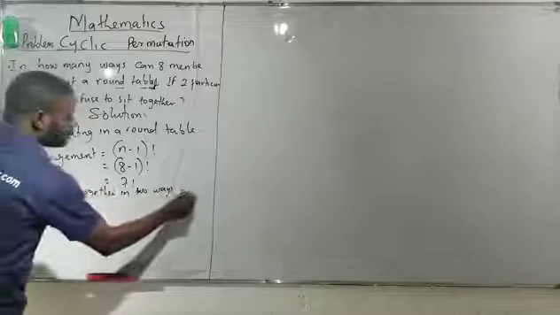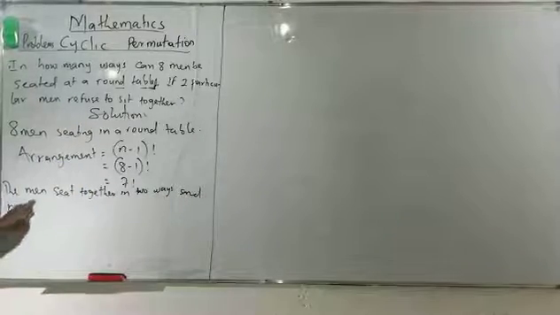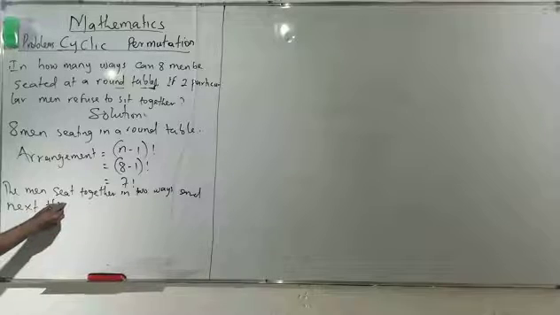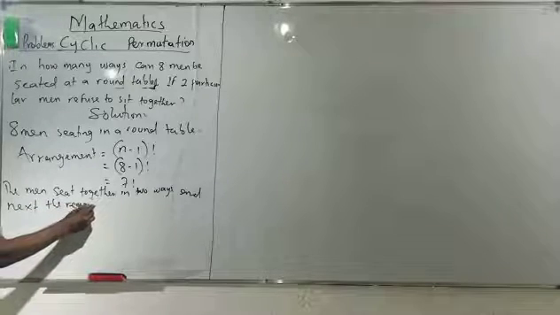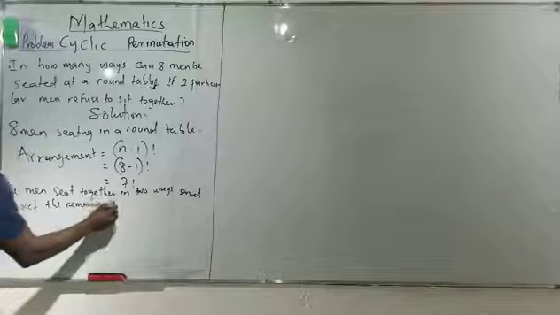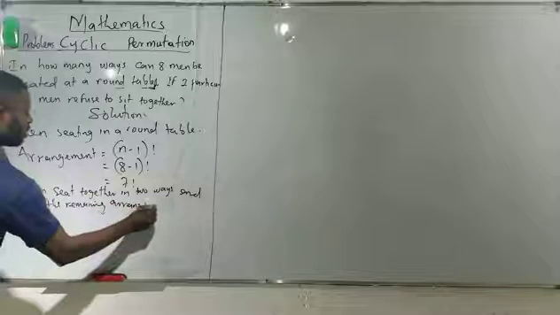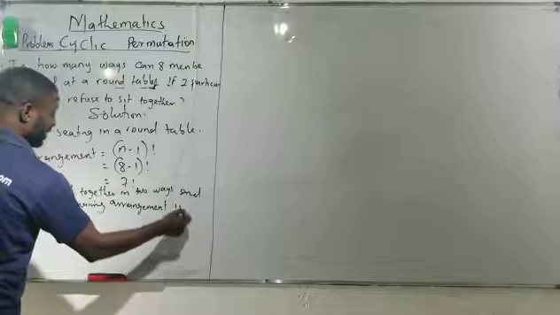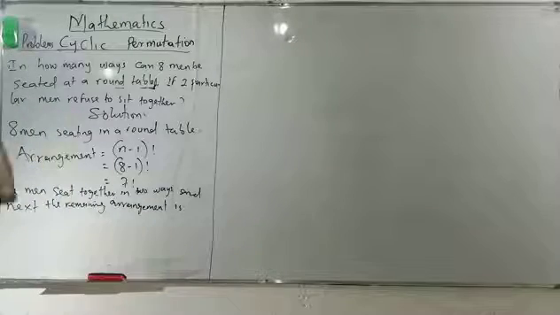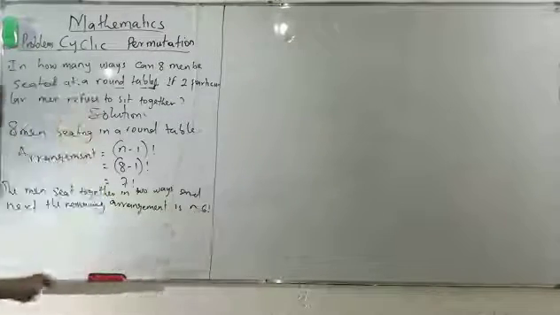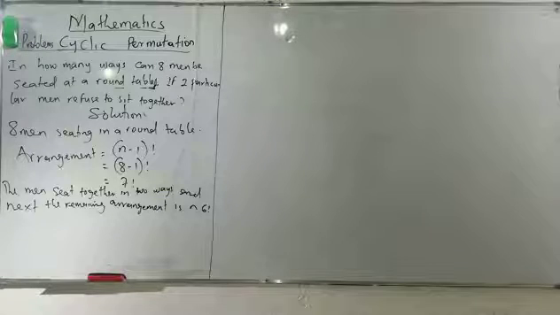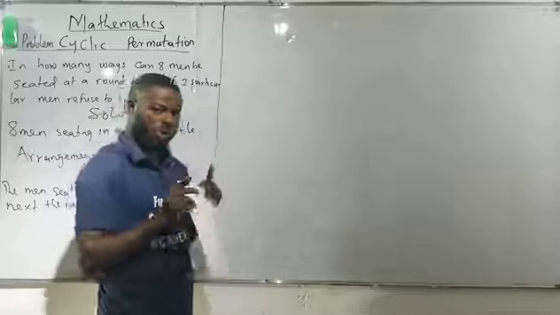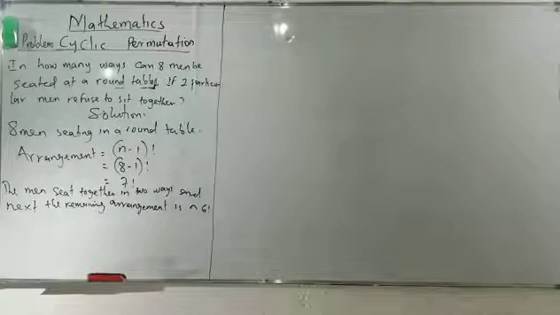And next, the remaining arrangement is in 6 factorial. Now, what I'm trying to say is that if those 2 people are to sit together, it means they will become one, and you have to take away those arrangements from there.